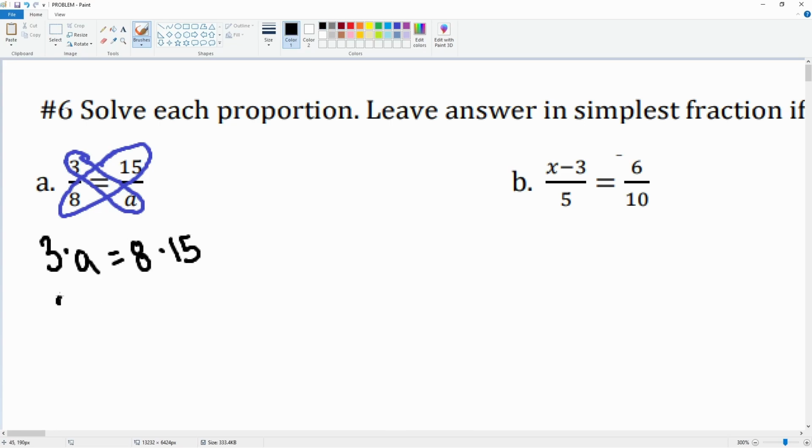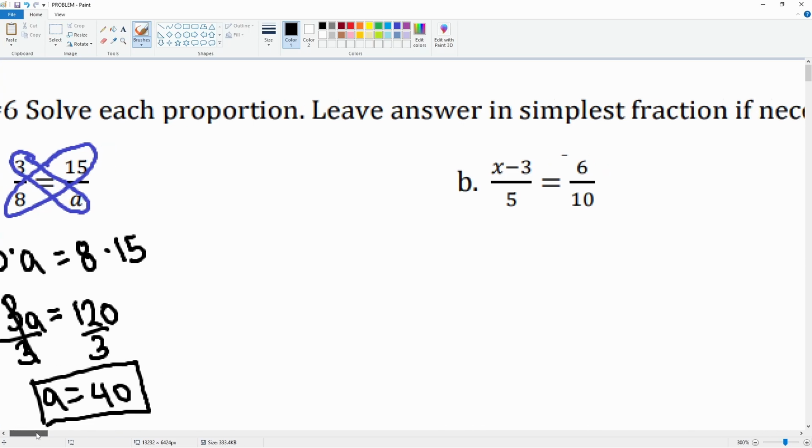3 times A, which is just 3A. Then we have 8 times 15, which is 120. Divide by 3 to both sides. This cancels, leaving you with A is equal to 120 divided by 3, which is 40. So A is equal to 40.